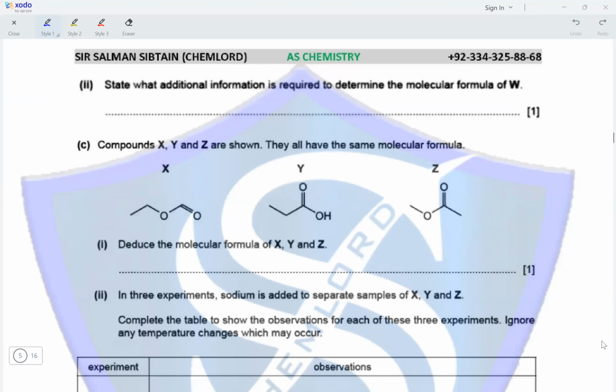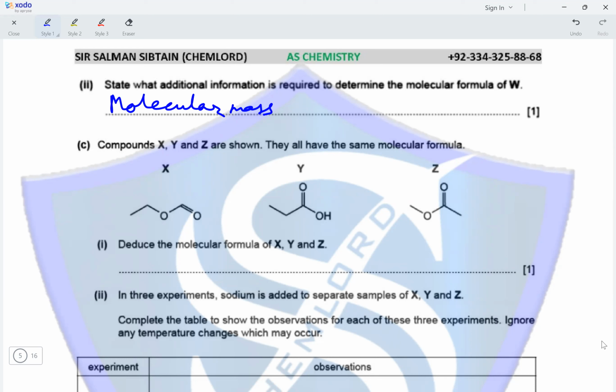State what additional information is required to determine the molecular formula of W. We would need the molecular mass along with the empirical formula to obtain the molecular formula of W.